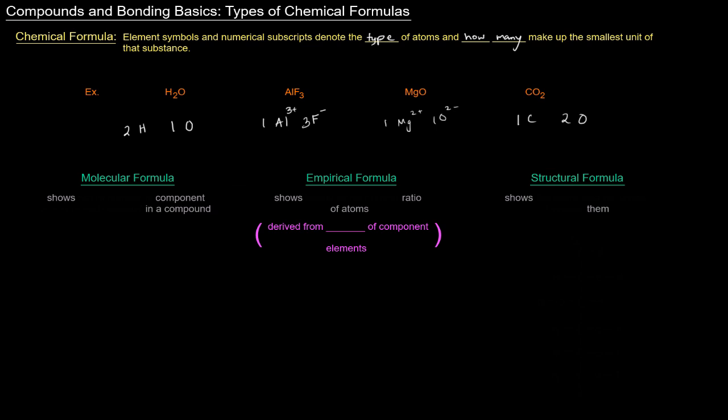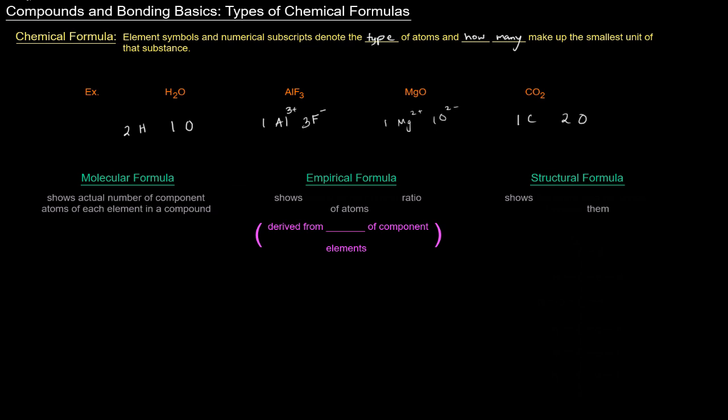So now there's 3 different types of chemical formulas. There are molecular formulas, empirical formulas, and structural formulas. So what does each one tell us? Let's start with the molecular formula. The molecular formula shows the actual number of component atoms of each element in a compound.